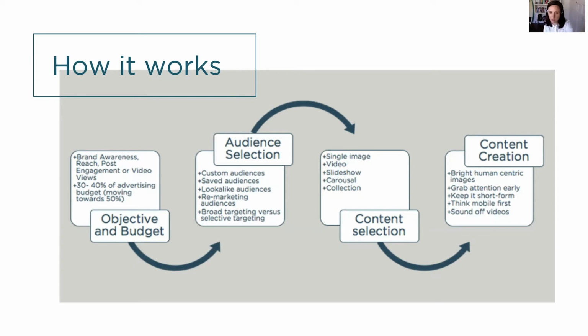There are different types of content selection you can do, which we'll go over, and there are also different types of content creation. These are just some tips. Bright, human-centric images always perform better, and you need to grab attention early. So if you've got, say, an offer on, it needs to be within the first 3 seconds of a video, otherwise it will get missed.